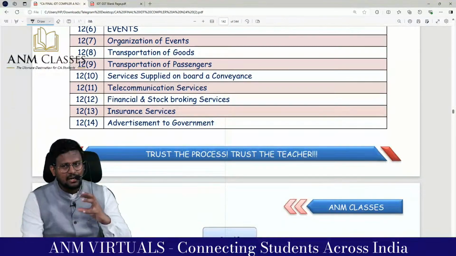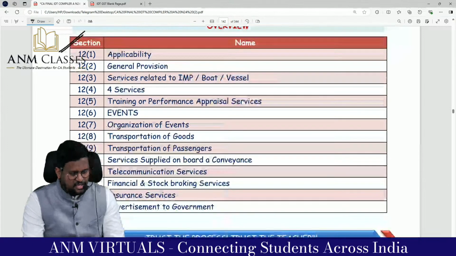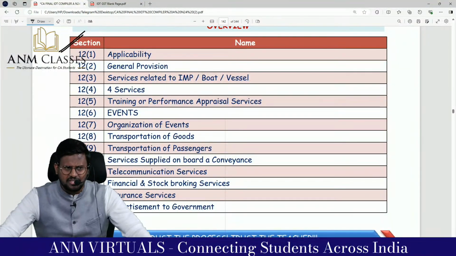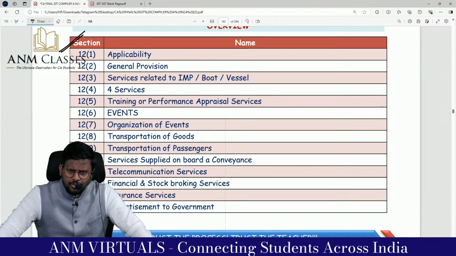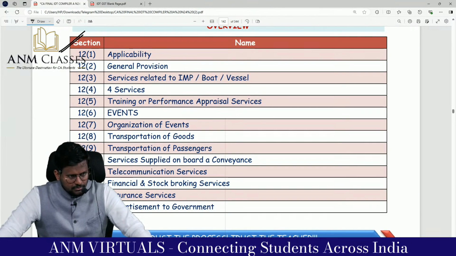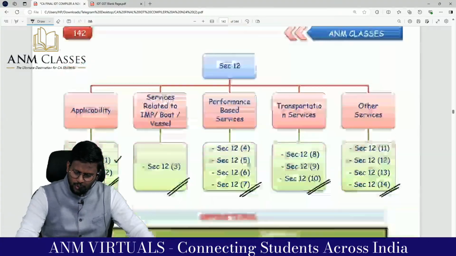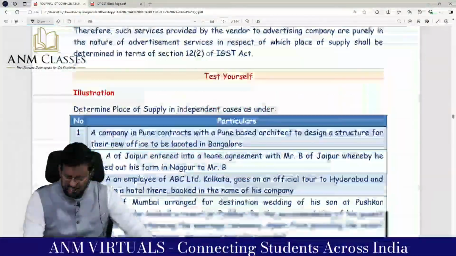Moving into the services category. In services, we have two things: domestic services and international services. We have completed domestic services, which are sections 12.1, 12.2, 12.3, 12.4, 12.5, 12.6, 12.7, 12.8, 12.9, 12.10, 12.11, 12.12, 12.13, 12.14. Similarly, we have section 13.